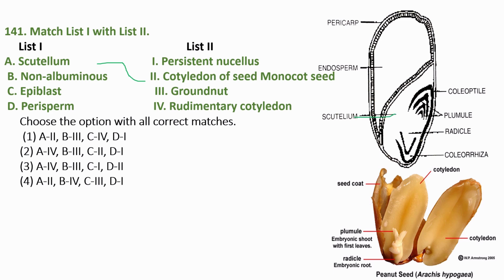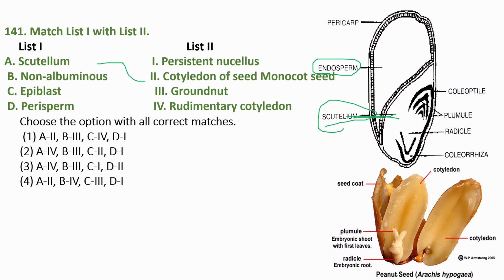If you see this, this is the dicotyledon, the groundnut seed. Here you cannot see the formation of scutellum. Scutellum is a layer which is present only in the monocotyledons. Okay, first one is this. And non-albuminous. Normally the monocotyledons are albuminous in nature and contain the endosperm. So non-albuminous means which will not contain the endosperm.